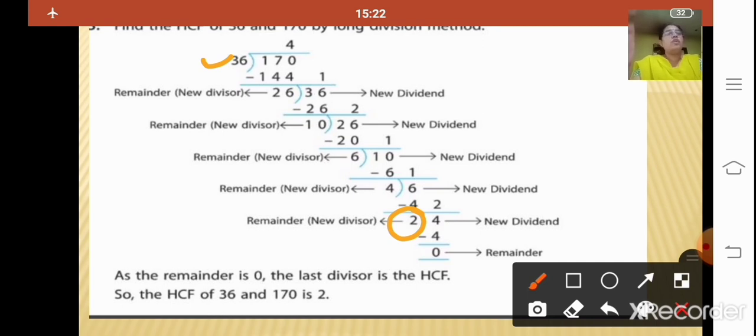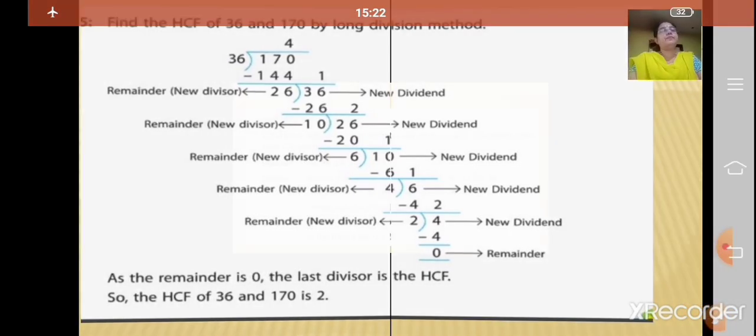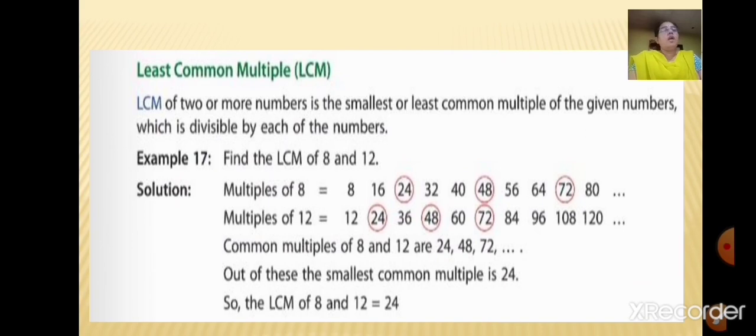Okay, so you go on dividing it till you get the remainder 0. This method is called the long division method to find the HCF. Now in chapter 3 we have also learned to find the LCM. Now what is LCM? LCM is also called the least common multiple.